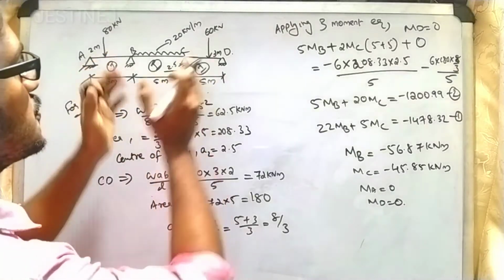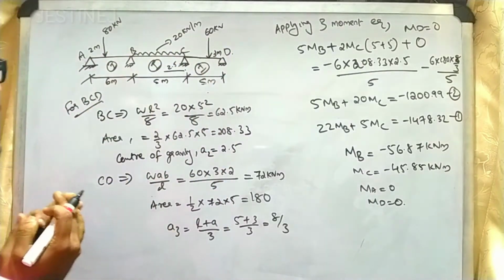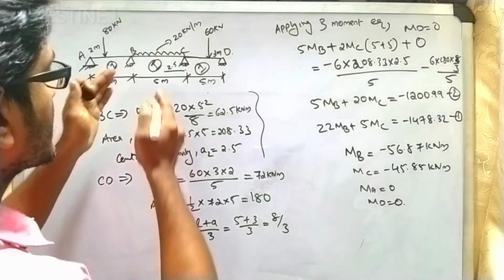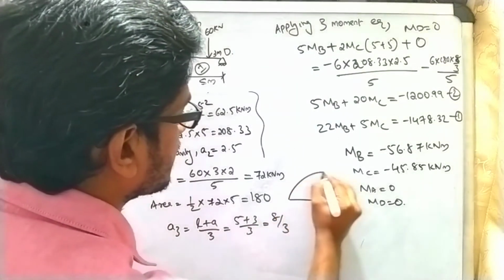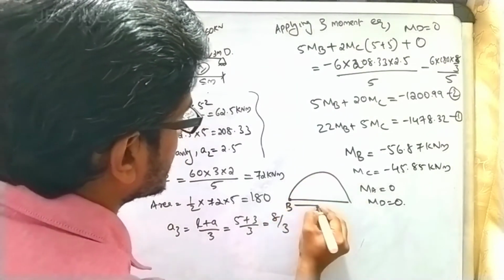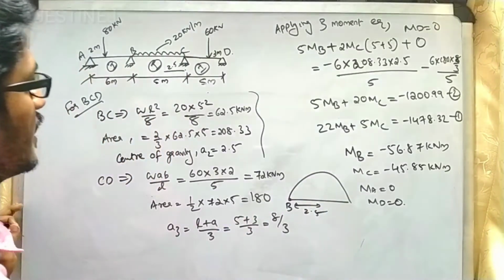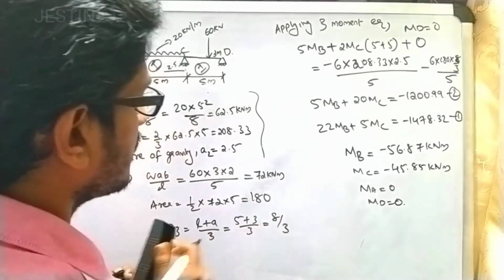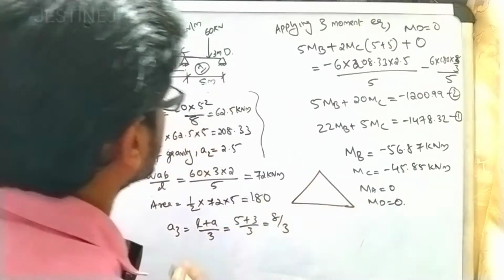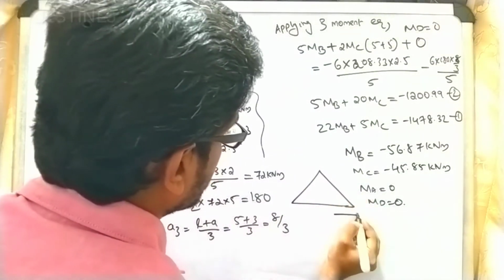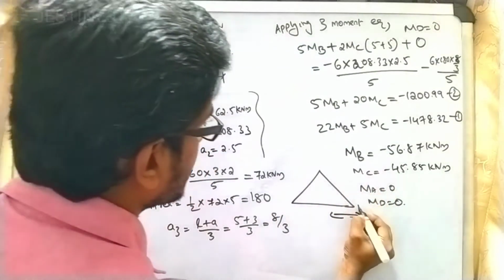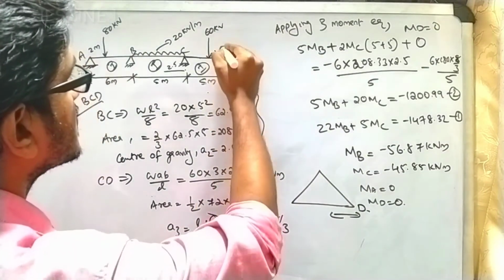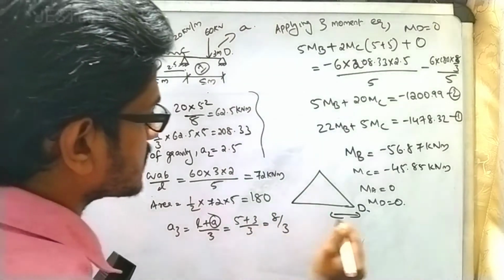Okay, now we will move on to the BCD portion. For BC we already determined all these values, and in this case the center of gravity value you have to take from support B, which is also going to be 2.5. Then for the second case, the CD portion, the load is not acting at the center, and you have to take this center of gravity distance from point D, and it is going to be L plus a by 3. So the value is going to be 8 by 3.